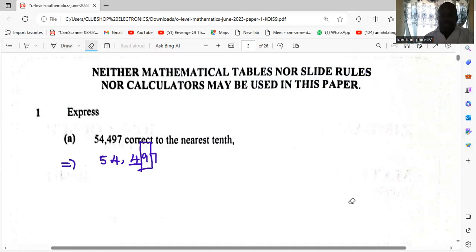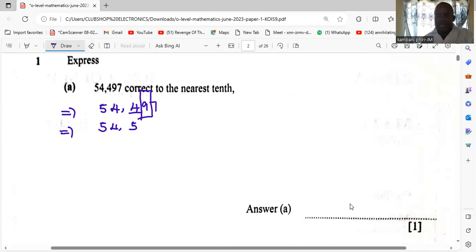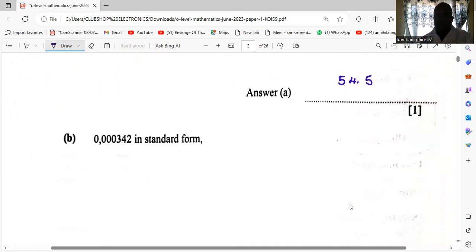Applying that, our answer is 5,450. Okay, so you're supposed to write your answer here, 5,450, and you get 1 mark for that. I hope that is fine. Okay, let's look at the next one.